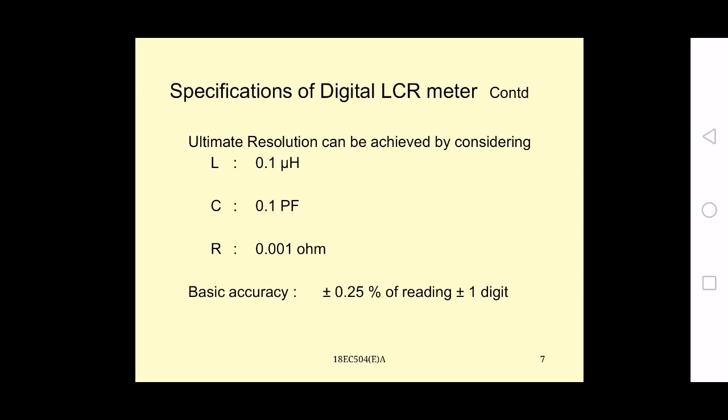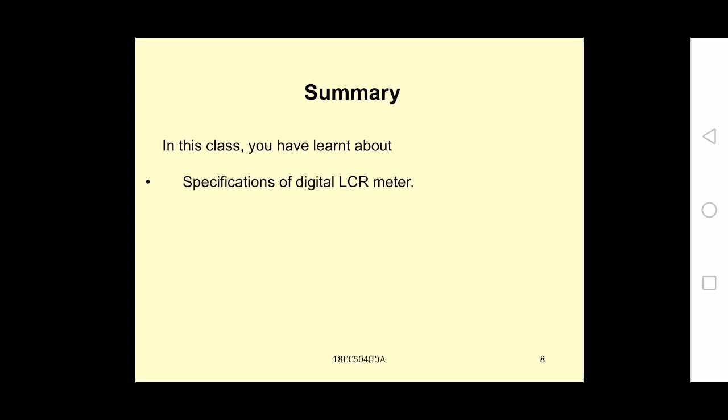The ultimate resolution of this digital LCR meter can be achieved by considering L equal to 0.1 microhenry, C equal to 0.1 picofarad, and R equal to 0.001 ohms, and the basic accuracy of this meter is plus or minus 0.25% of the reading plus or minus one digit. So these are the specifications of the digital LCR meter. With this we have completed the third chapter in electronic measuring instruments, that is, digital instruments.